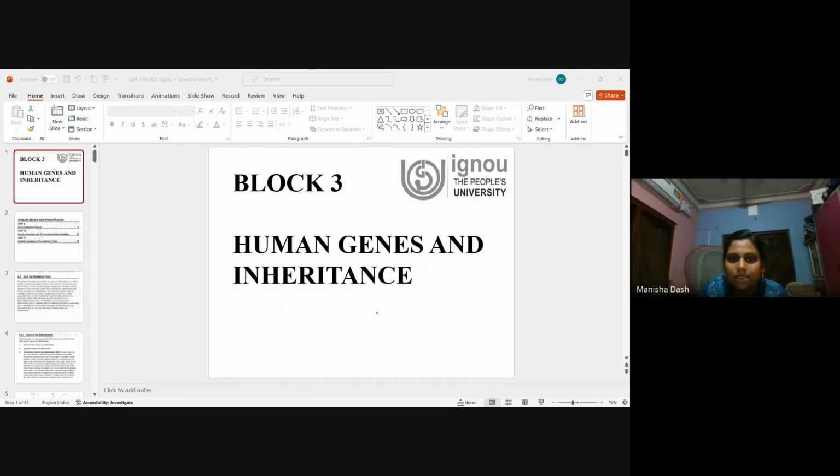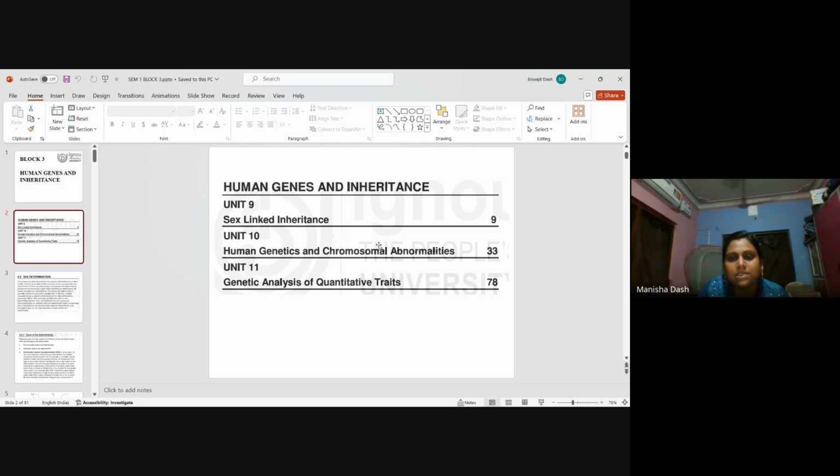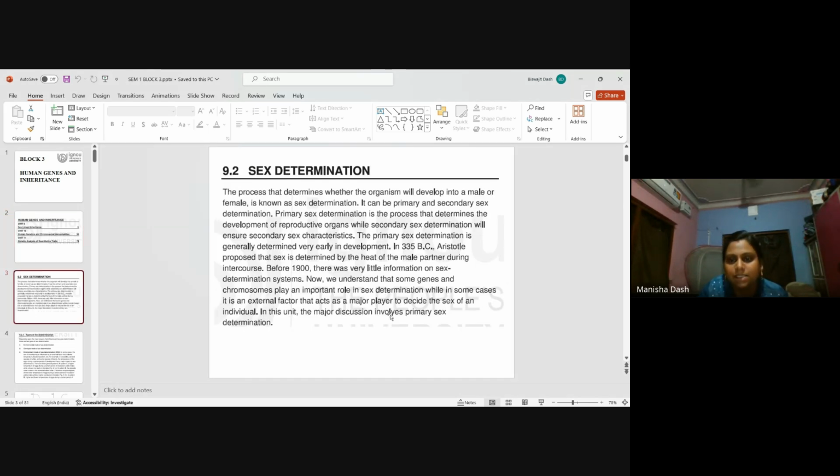Okay, so let's see what we have today. So today we will be discussing the third block that deals with sex determination, sex-linked inheritance, some of the genetic and chromosomal abnormalities found in human beings, and genetic analysis of quantitative or polygenic traits. So let's start with the first slide regarding sex determination.